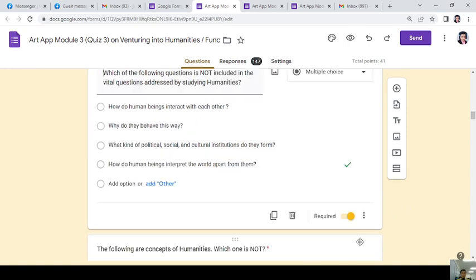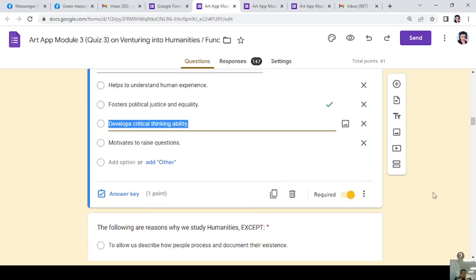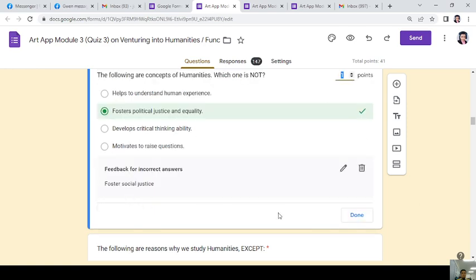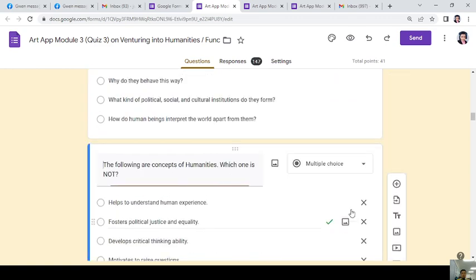Okay. Next. The following are concepts of humanities. Which one is not? Letter fosters political justice and equality. It's actually fosters social justice. Which one is not? It's not political but social justice. All right, next.